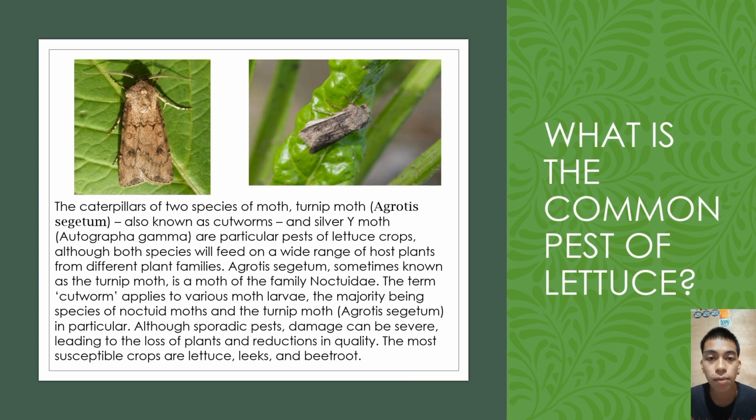The term cutworm applies to the various moth larvae, the majority being species of noctuid moths, including the turnip moth. In particular, although sporadic, pests can be severe, leading to the loss of plants and reductions in quality. The most susceptible crops are lettuce, leeks, and beetroots.